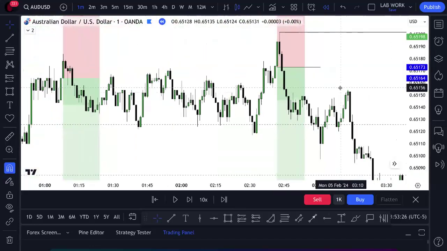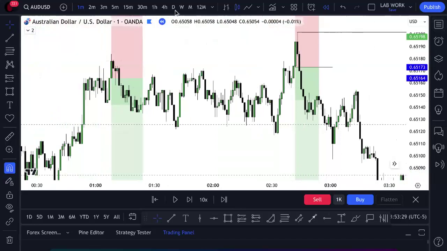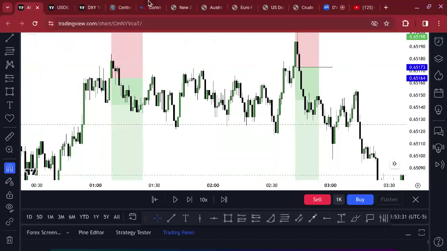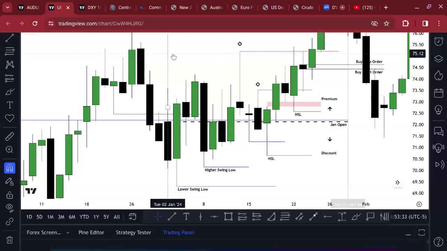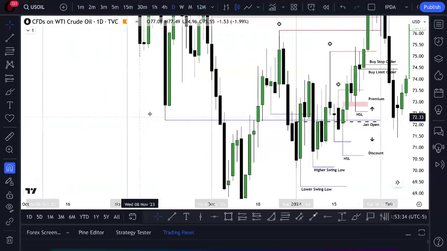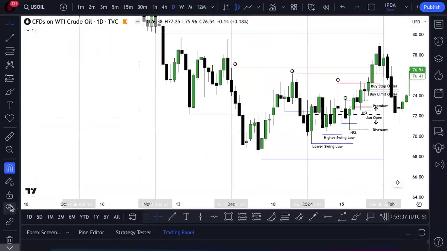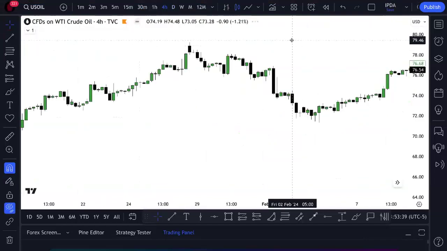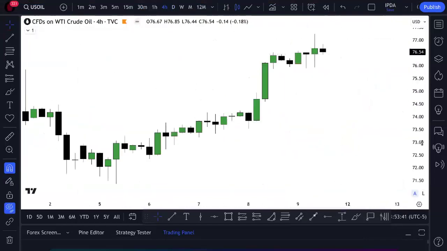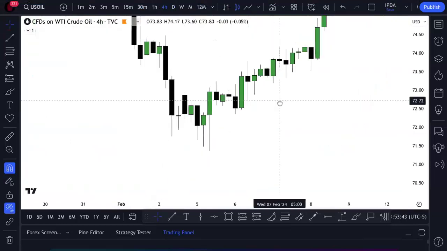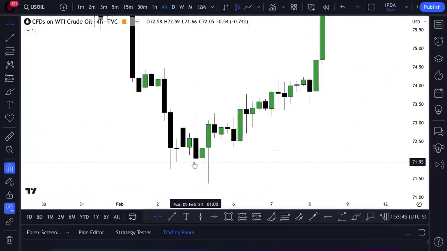You can find this on a 2 minute. You can find this on the 4 hour. We were showing this on the 4 hour for US oil at some point. Right? Look at this. This candle closes below these two lows here. That's good enough. Cool. We got the signal.